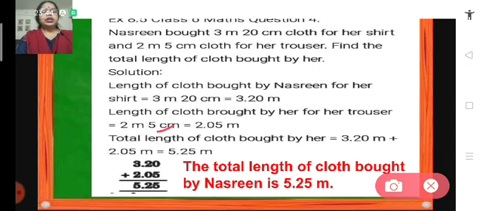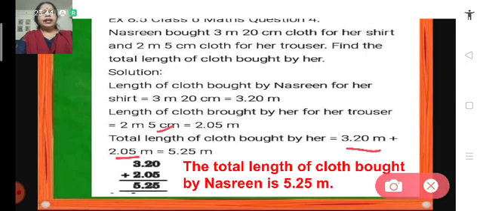We have learned how to convert centimeters into meters. So 5 centimeters becomes 0.05 meter. So the length of cloth bought by her for the trouser is 2.05 meters. Now, for the total length of cloth bought by her for the shirt as well as the trouser, we have to add both the lengths of the cloth. So it becomes 3.20 plus 2.05.